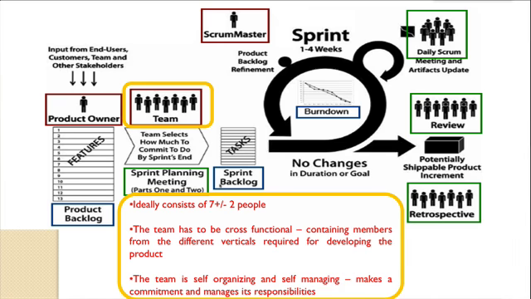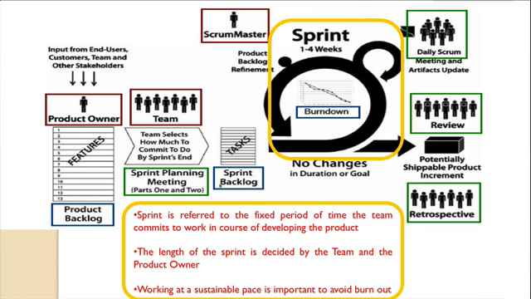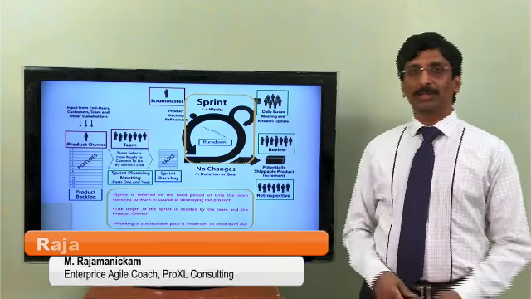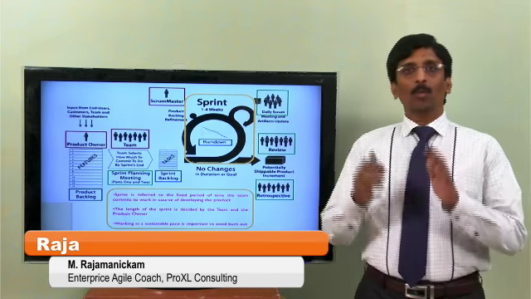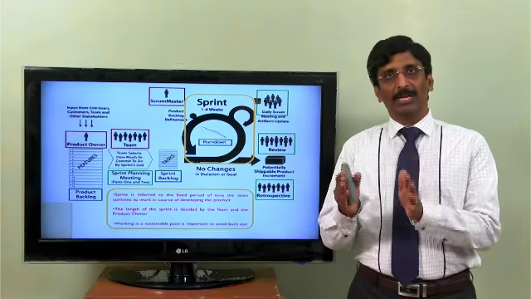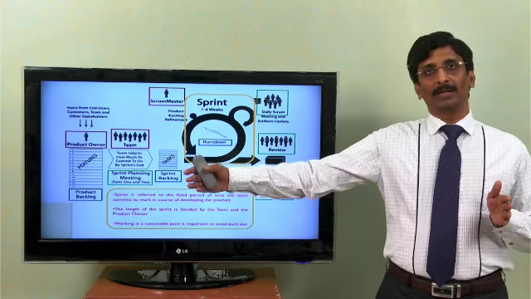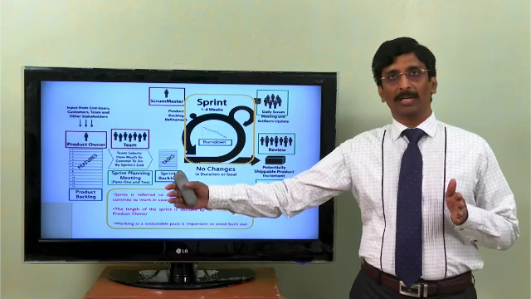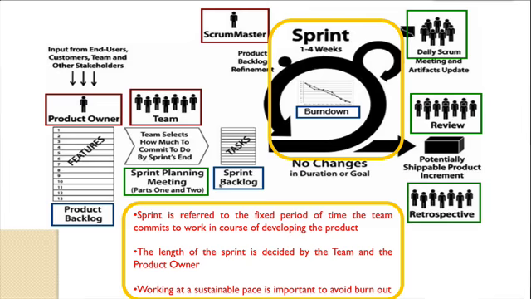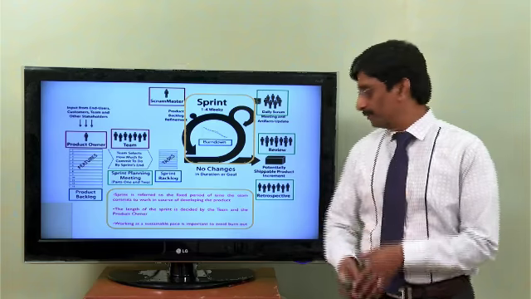Next, sprint. Sprint refers to the fixed period of time that the team commits to work in the course of developing the product. This sprint duration, though we say 1 to 4 weeks, once it is fixed for that project, say if you fix that for 4 weeks, you will not change the duration of the sprint. Until the final deliverable of this particular project, the sprint will be of only 4 weeks duration. So it's a fixed period of time when the team commits to work and deliver the working software.